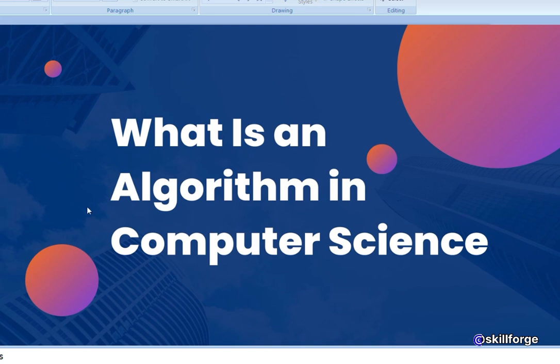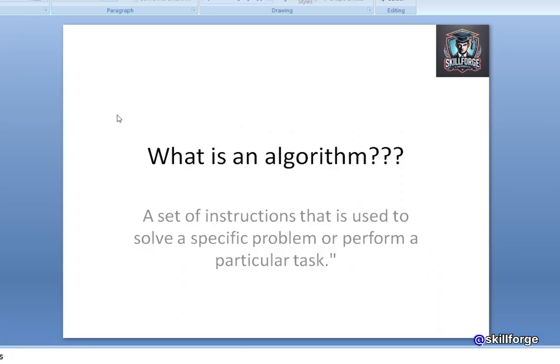So if you move on to the content, if you want to know about an algorithm, first of all you should know what is the use of an algorithm. Generally, to do a specific task, you must require some steps, right? Simply, these steps are called an algorithm. So an algorithm is nothing but a set of instructions that is used to solve a specific program or problem or to perform a specific task.